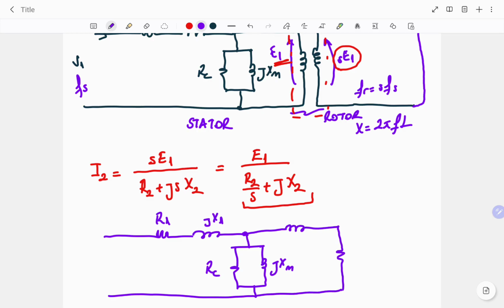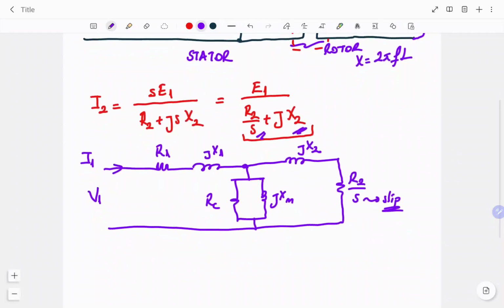We have only two components. The first one, according to here, must be J X2, and the second one must be R2 over S. S represents the slip in the equivalent circuit. So this is the full equivalent circuit of the induction motor, and this is the per phase equivalent circuit. So we have phase to neutral voltage and phase current. They will be the input part of the equivalent circuit. What about the parameters?